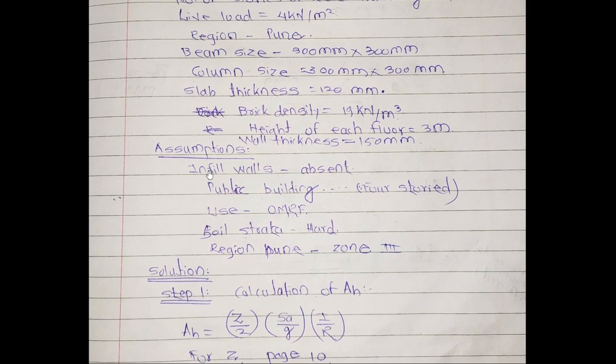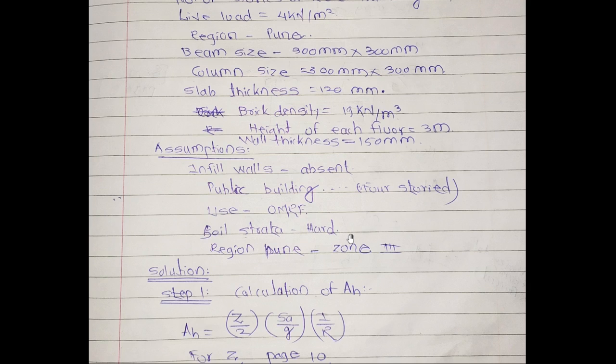If we see a 4-storied building, in case we see the plan dimensions, there should not be a residential building. Here, infill walls are absent. It is a public building having 4 stories, because G plus 3 construction is given. Using OMRF, we will see what is OMRF, how to calculate, and how the value should be determined with respect to that.